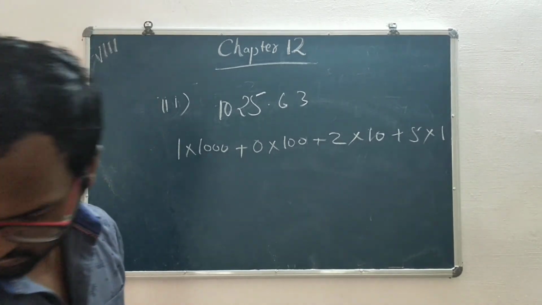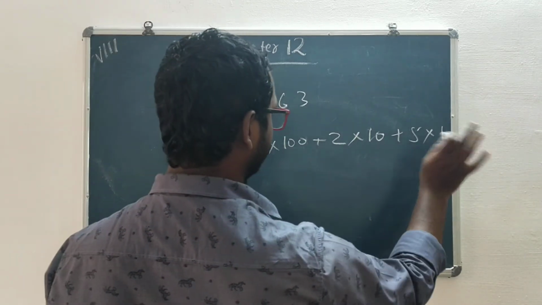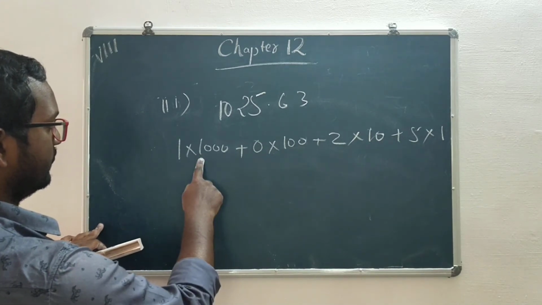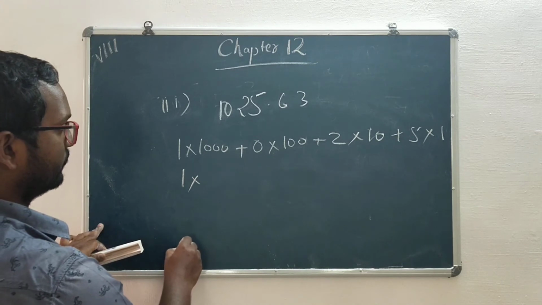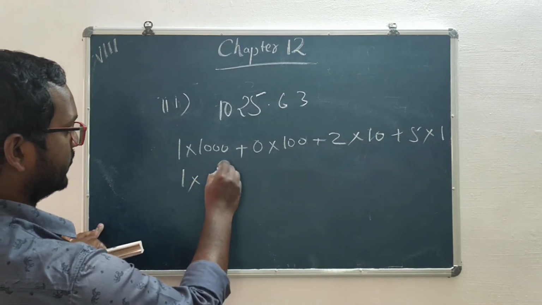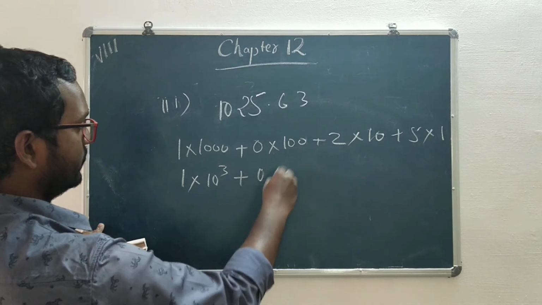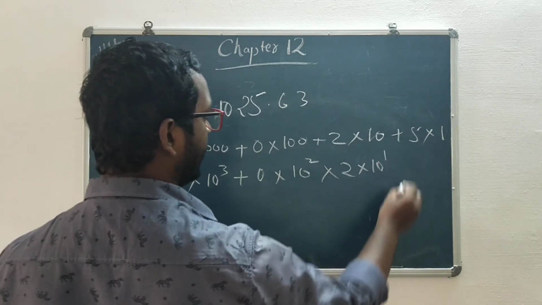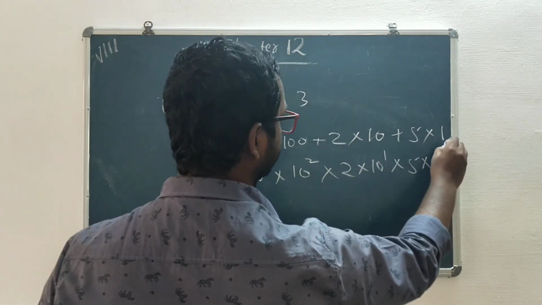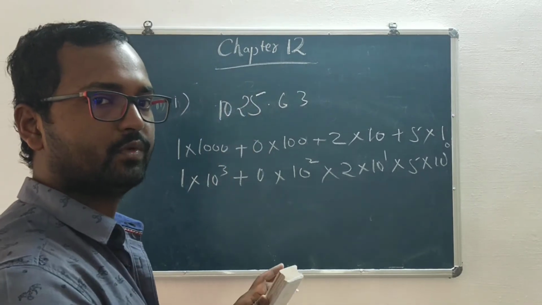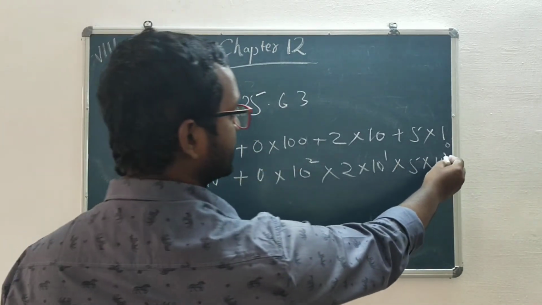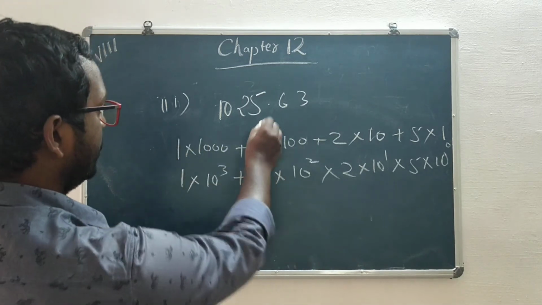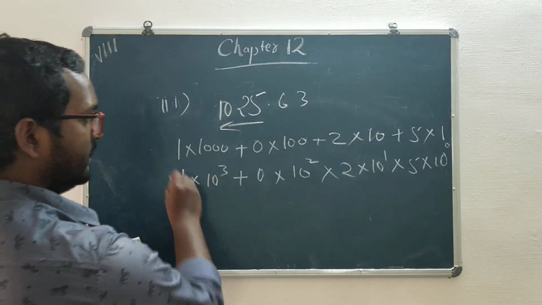See, this is possible. We can express 1 into 1000 as 1 into 10 power 3, plus 0 into 10 power 2, plus 2 into 10 power 1, plus 5 into 10 power 0. I already told you any number to the power 0 is always going to be 1. So 1 can be expressed as 10 power 0. So this is how we will expand the whole number part.